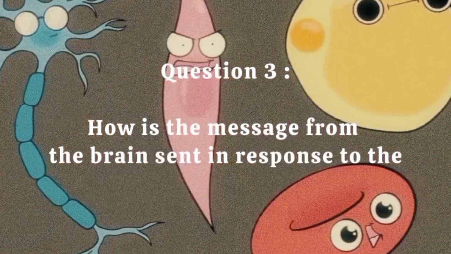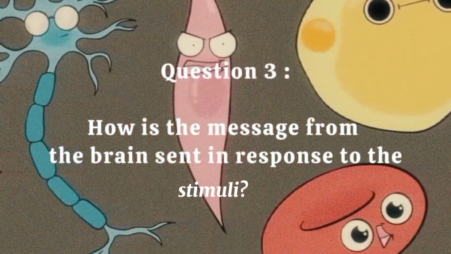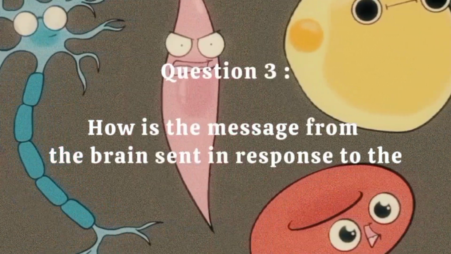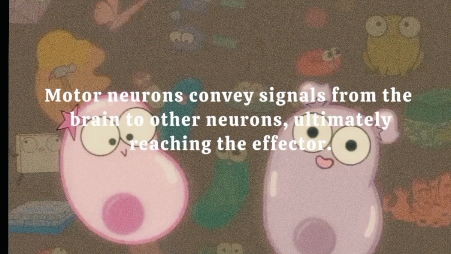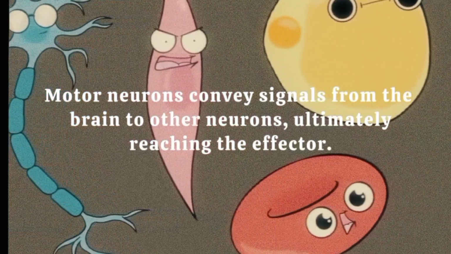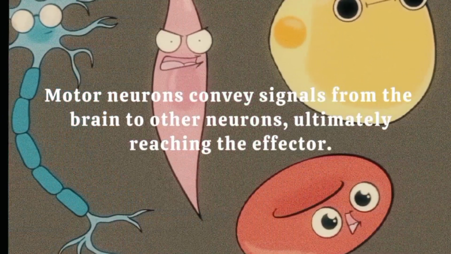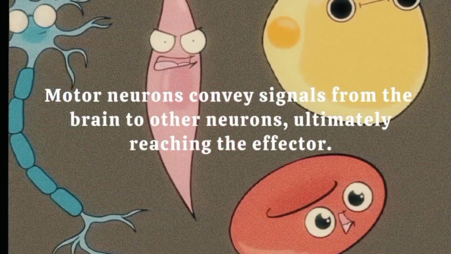How is the message from the brain sent as a response to the stimuli? Motor neurons convey signals from the brain to other neurons, ultimately reaching the effector.